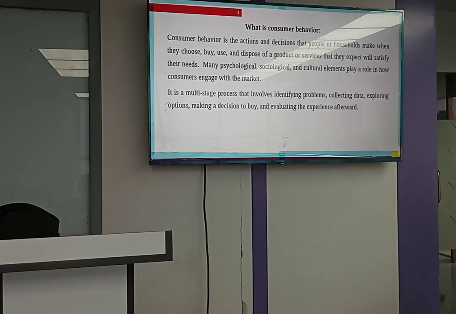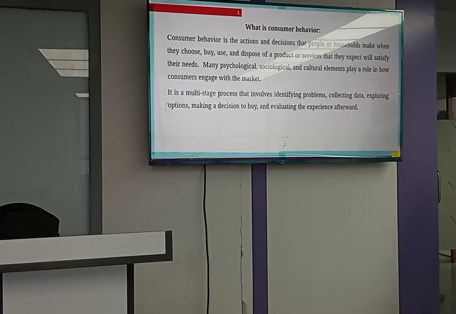So many psychological, sociological, and cultural elements play a role in how consumers engage with the market. So it's a multi-stage process that involves firstly identifying the problem, collecting the data, exploring the options, making the decision to buy something, and after that evaluate the experience afterward. That means after when you take the decision to buy, firstly you identify the problem. Suppose I don't have a mobile, so my problem is I don't have a mobile. So firstly I identified the problem that I don't have mobile.